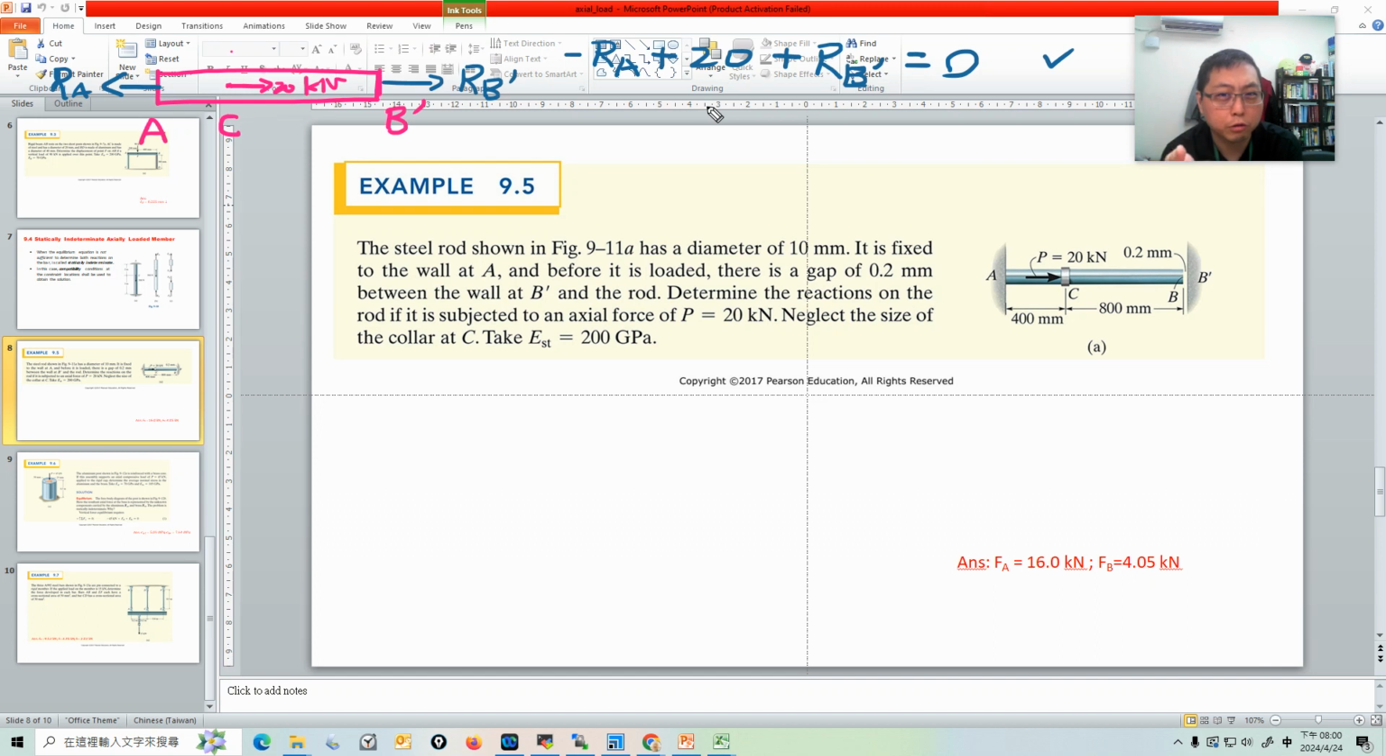This is so-called statically indeterminate, because after you use the rigid body equilibrium equation, you find you cannot solve it, and you have to find more equations to solve it. That's called statically indeterminate.